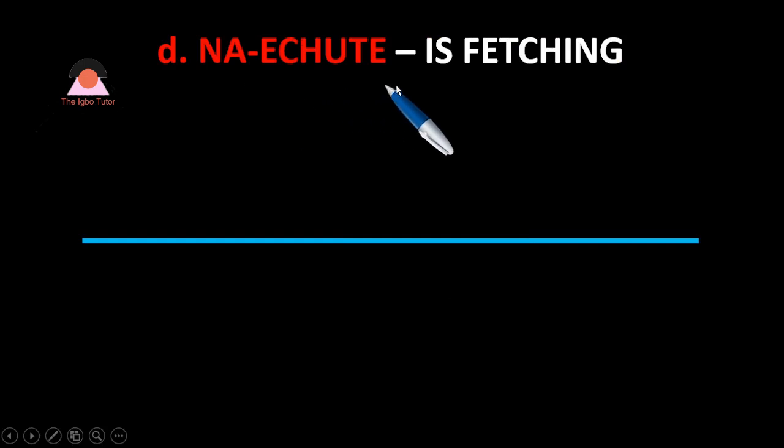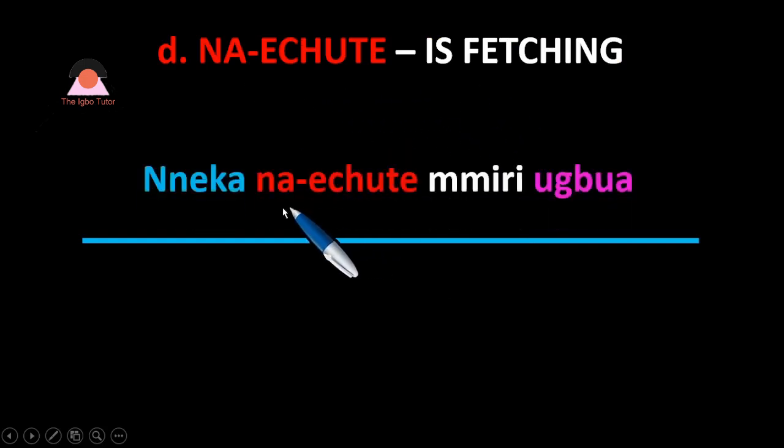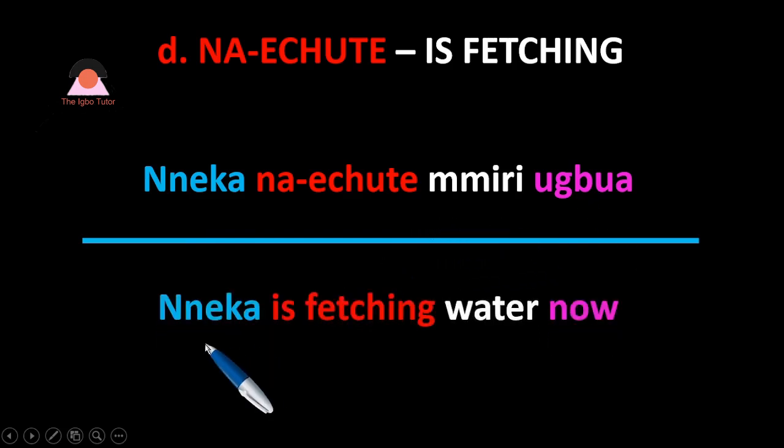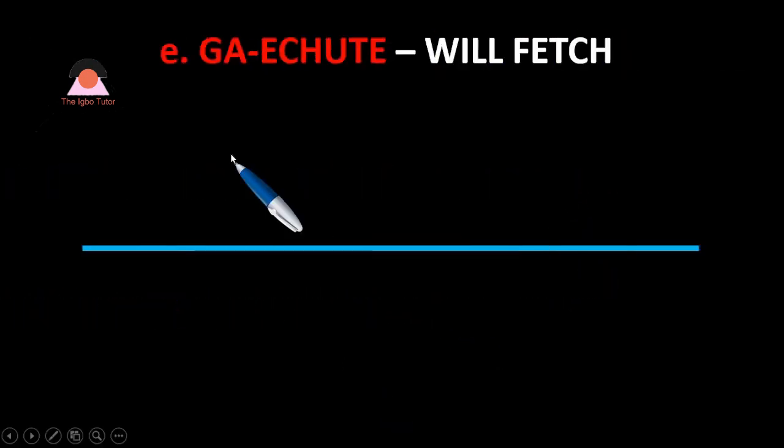Na chute is fetching. What is it in sentence? Nneka na-echute mmiri ugbu a, which means Nneka is fetching water now. Match the color. Ugbu a is now. Some would prefer to use kita instead of ugbu a. Both are correct. Let's move on to the next one.